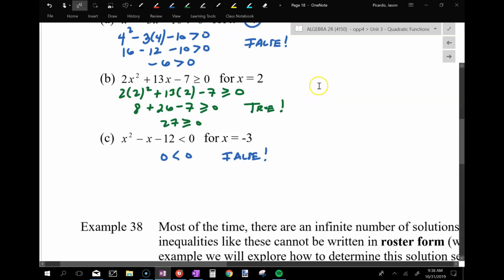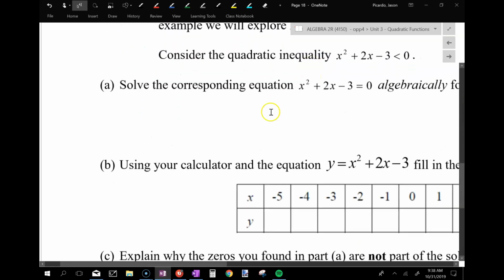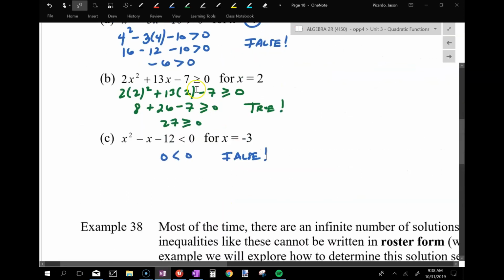All right, so why am I having you guys plug in values? Well, you're going to see now. What I'm doing, these are called quadratic inequalities. What makes them quadratic inequalities? Well, there's a square. And it's an inequality because I have a less than, greater than, less than or equal to, greater than or equal to sign, right?